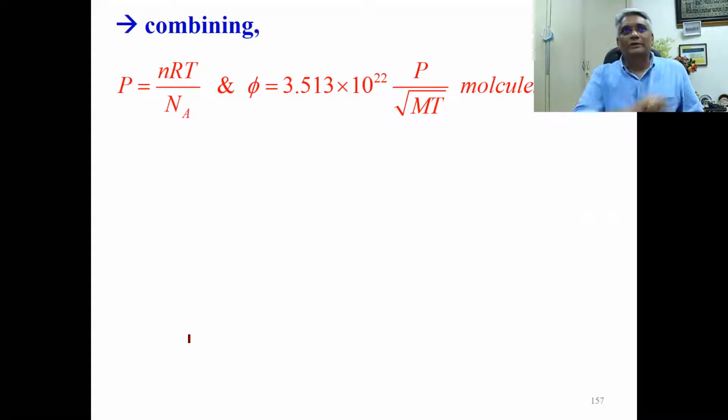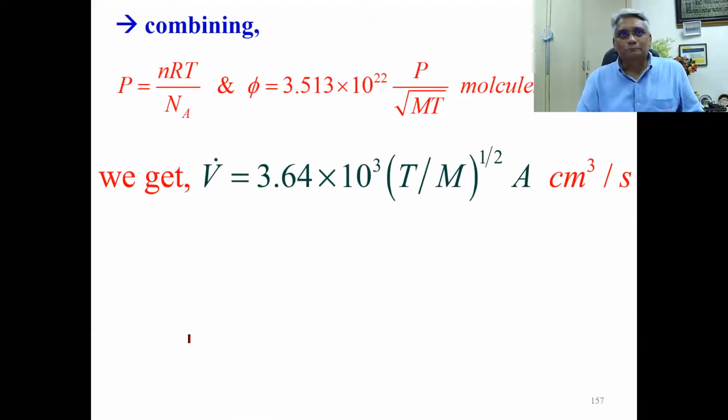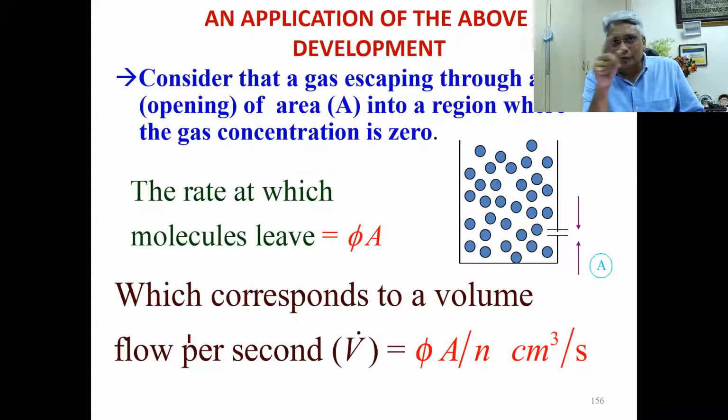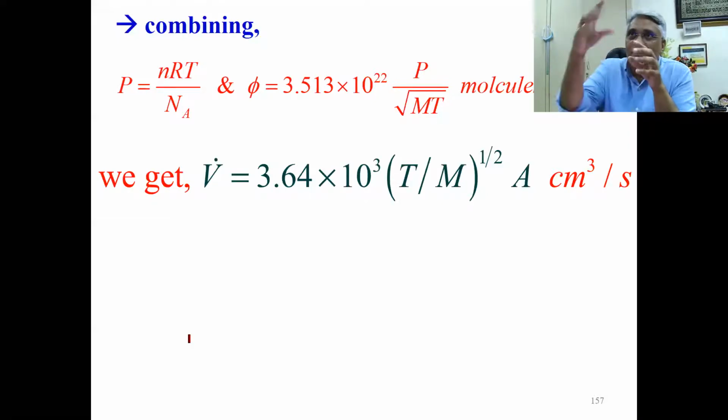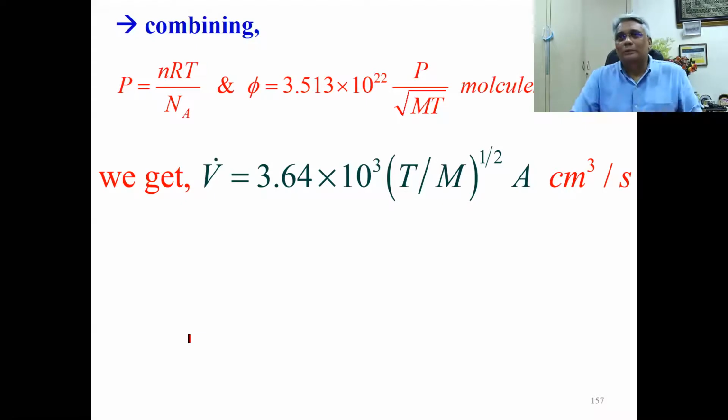Now combining this one with these two standard equations, what we get is this V dot, which is defined as the volume flow per second. Okay, that means you're looking at how the gas volume is decreasing as a function of time. That's all. So this works out to be V dot is equal to 3.64 times 10 raised to 3 root of T by M times A, where A is the circular cross-sectional area, in units of centimeter cube per second.